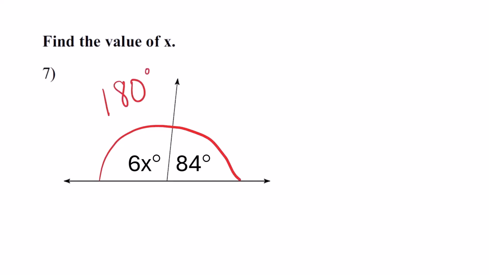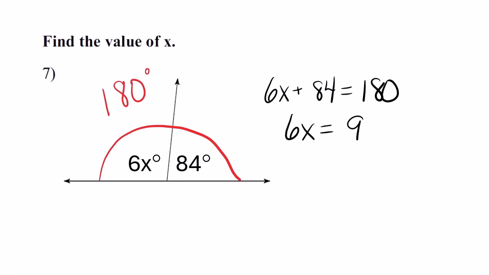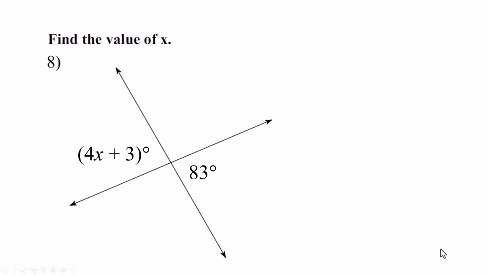These two make a linear pair, and that's going to add up to 180 degrees. So 6x plus 84 equals 180. So if I subtract 84 from both sides, I am going to come up with 6x equal to 96. Now divide both sides by 6, and we get x equal to 16, and that's all we were asked to do. Yeehaw! Try it. I'll be right back.